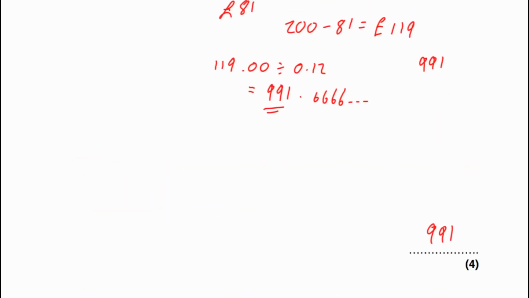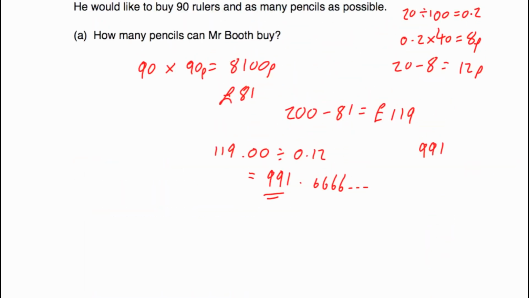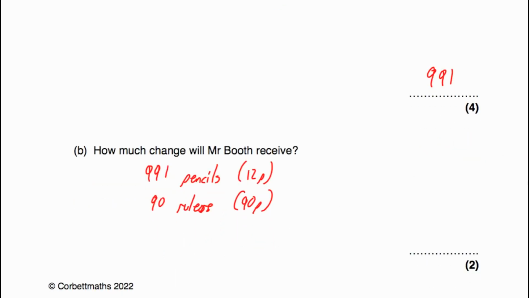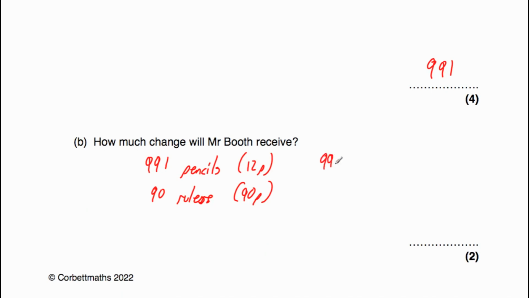Okay, and part B says, how much change will Mr. Booth receive? So he's going to buy 991 pencils at 12p each, and he's buying 90 rulers at 90p each. And we need to see how much change he's going to get from his £200. So we could do 991 times 12, or 0.12, and see what we get, which is equal to £118 and 92 pence, and we're going to do 90 multiplied by 90 pence, and that's equal to £81.